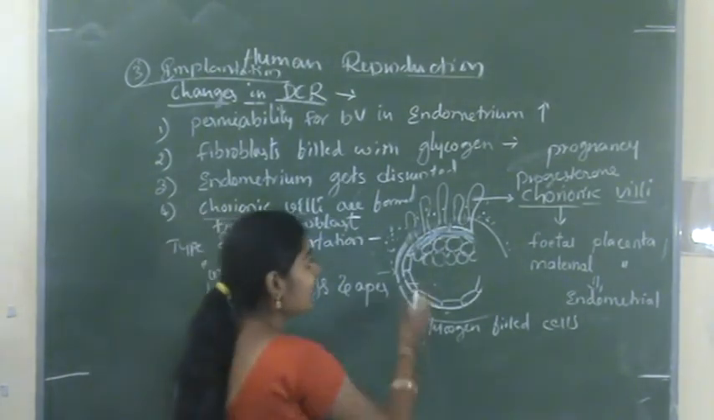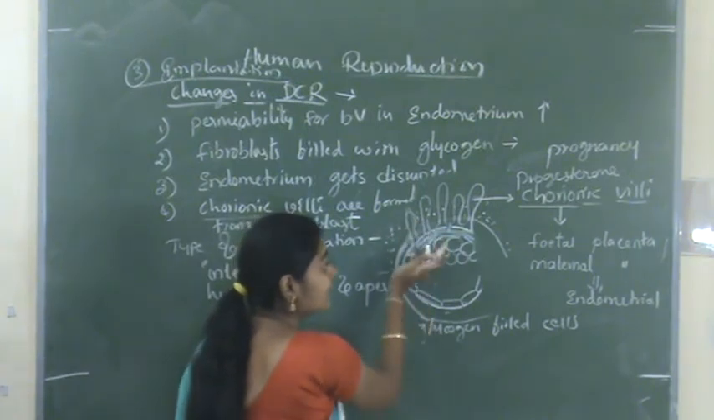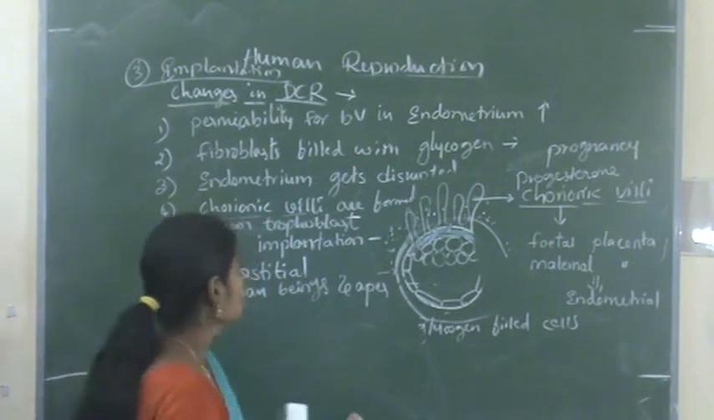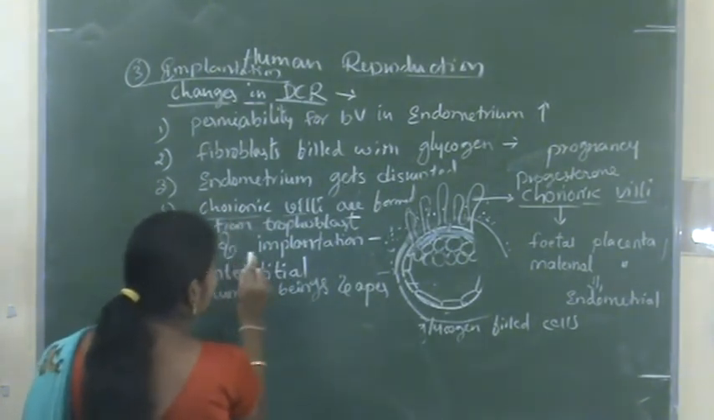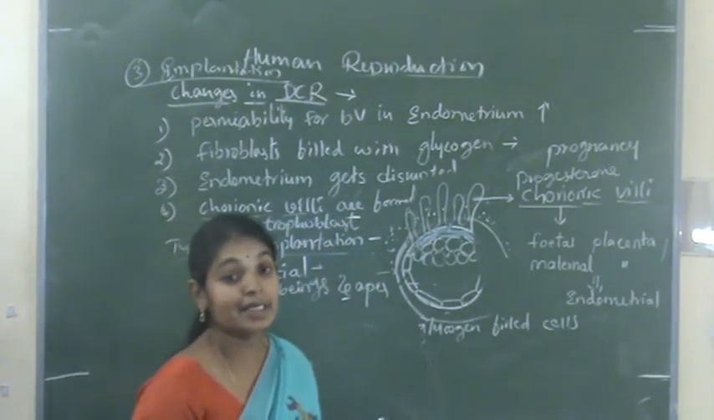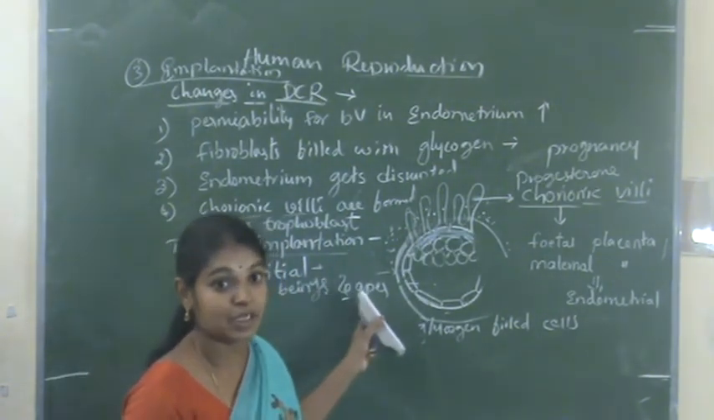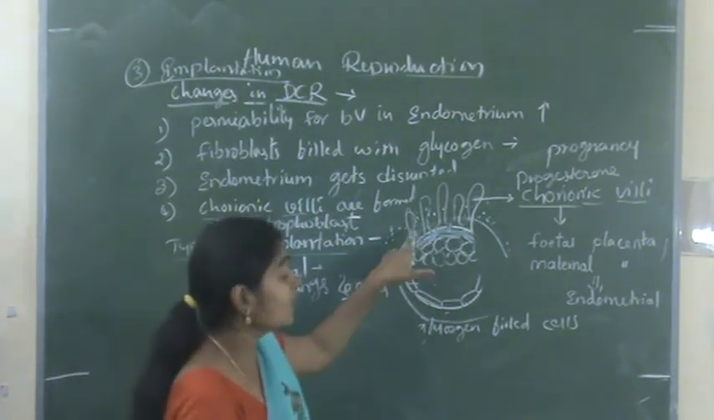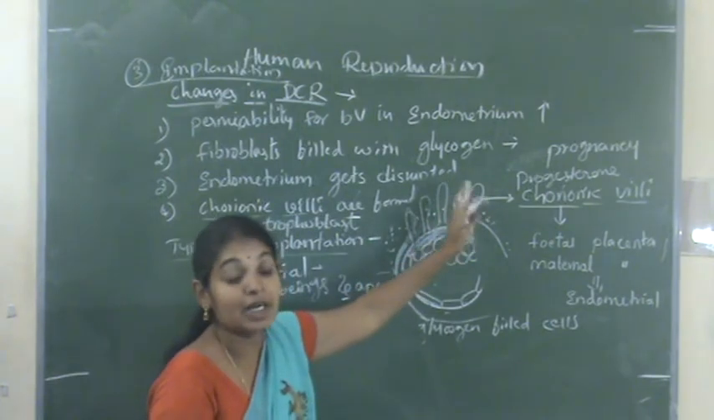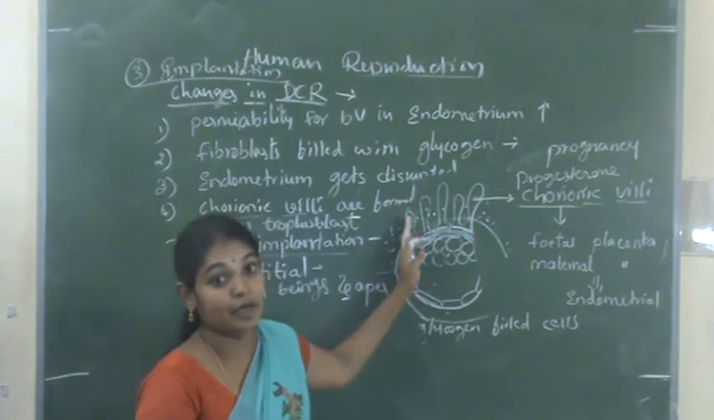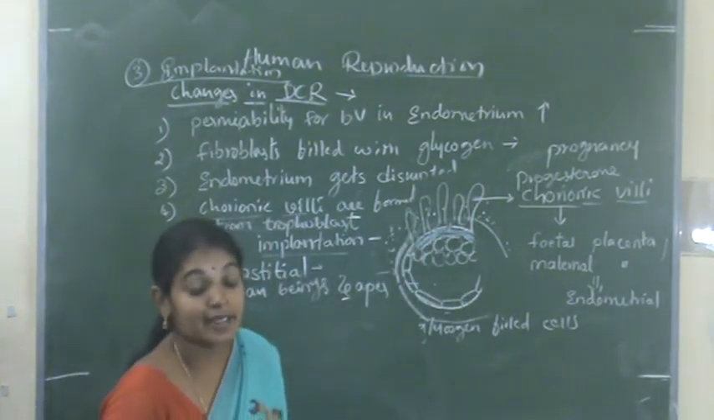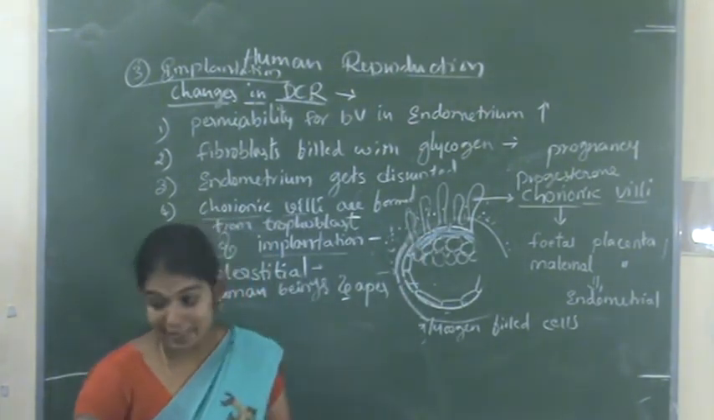So especially at the area where the embryo proper is present. And then the type of implantation in human beings and apes is interstitial type of implantation. The reason is that these chorionic villi are incorporated deeply into the interstitial fluid of the endometrial layer. So that's why this is known as interstitial type of implantation.